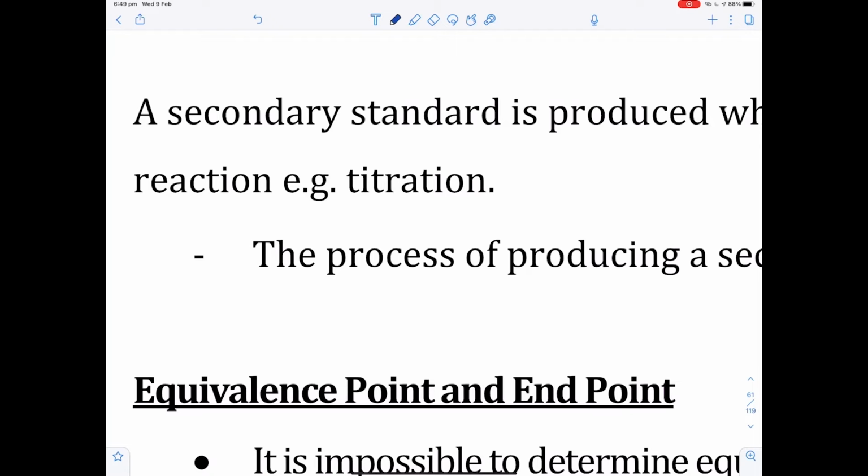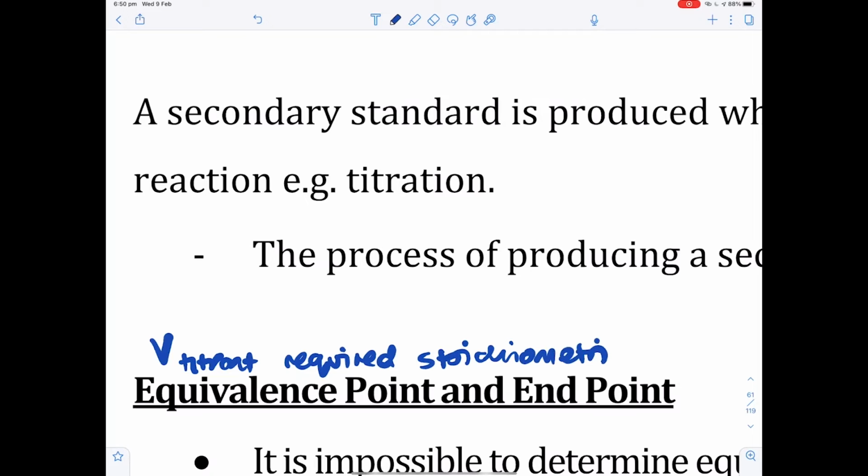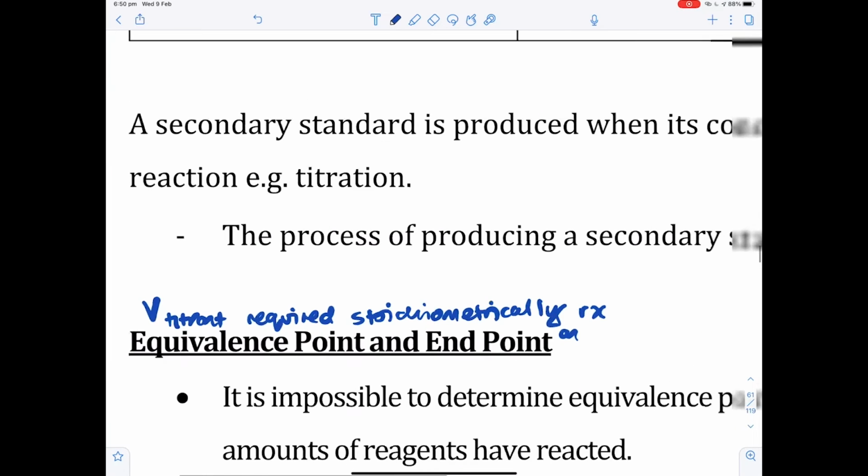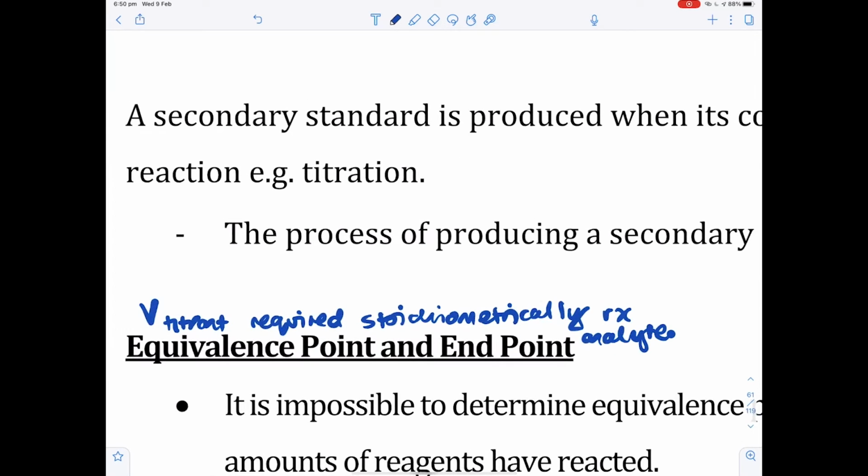Now, is that a time? Is that a volume? What is the actual unit for equivalence and endpoint? Remember, it's always volume, okay? So equivalence point is a volume of your titrant required to stoichiometrically react with analyte. That could be one formal definition. Endpoint is a volume of titrant that causes a permanent color change.